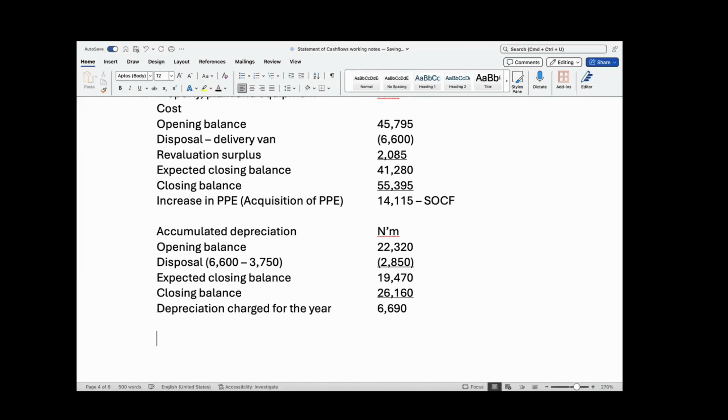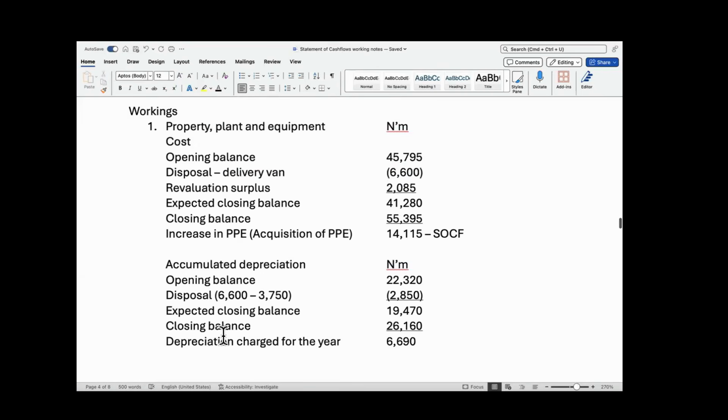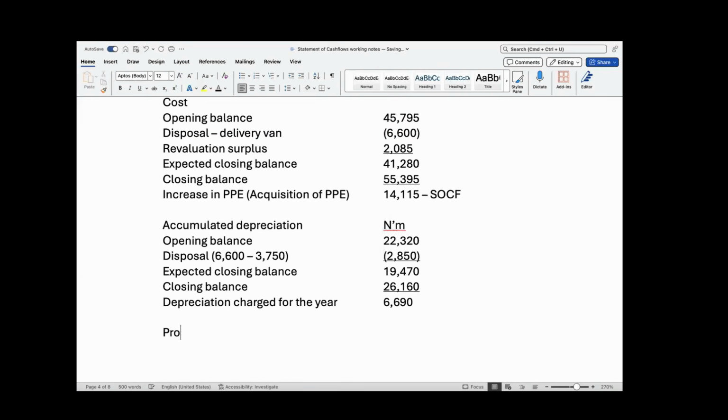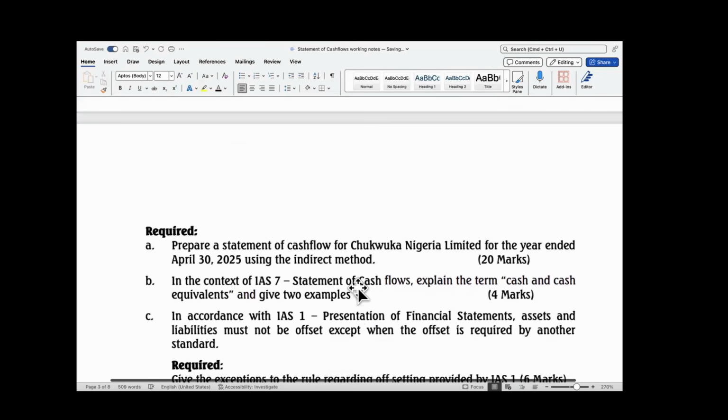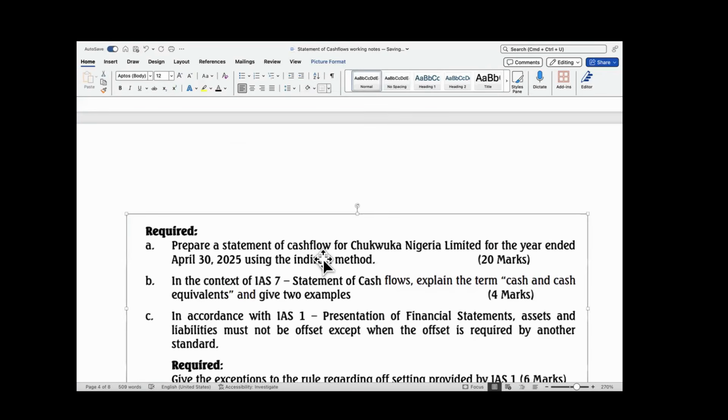Additionally, since I know that there was a disposal of assets, I would also want to calculate profit or loss on disposal of delivery van, because they are non-cash items that I would need to adjust for, especially because the examiner wants me to use the indirect method.